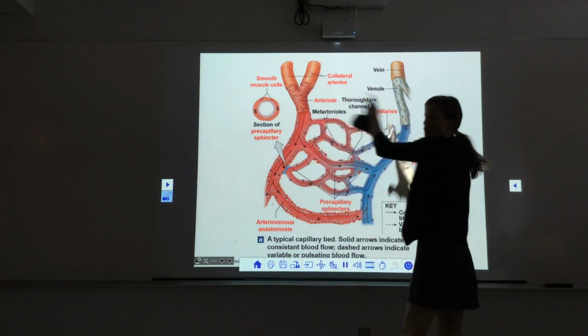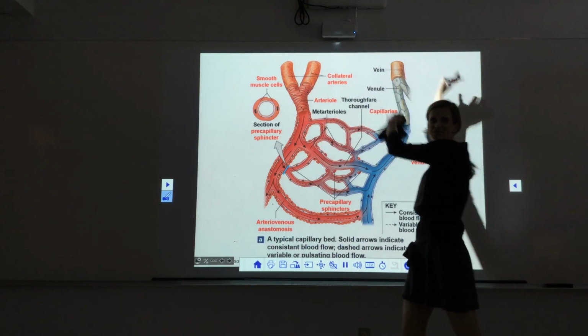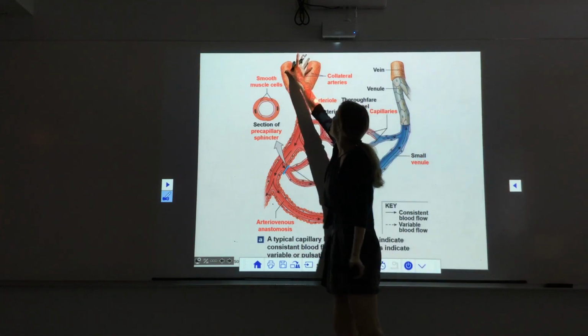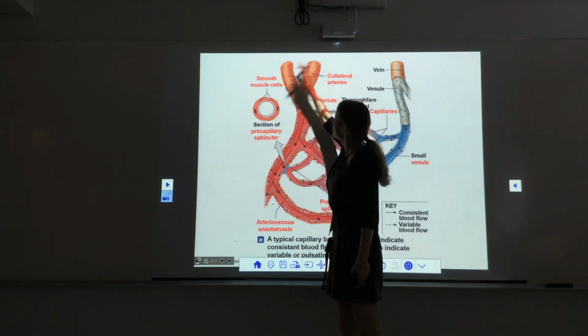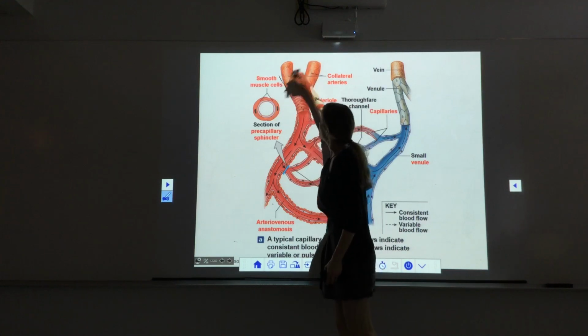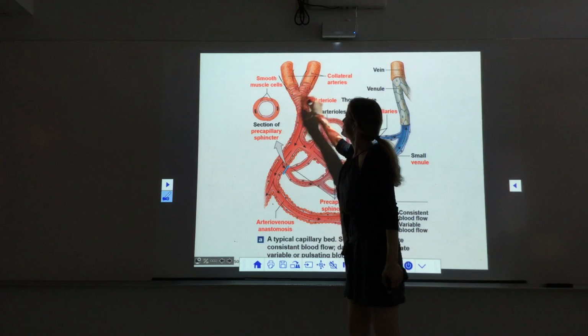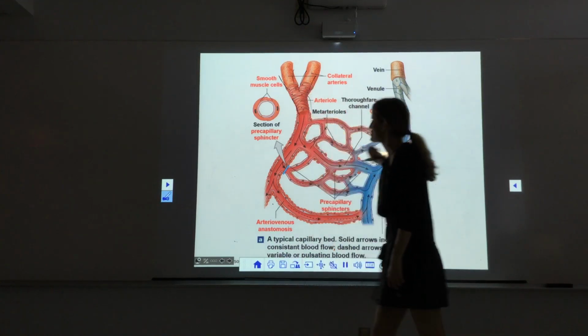This is backwards of how I always draw it. I always do arteries to veins, so just notice it's backwards. But you see the arteries coming in, right? These are collateral arteries because two of them are coming in towards the same capillary bed. The anastomosis is where they connect right here to form the arteriole.